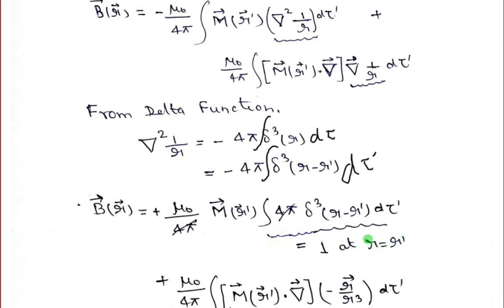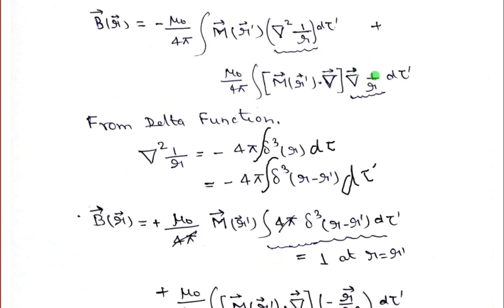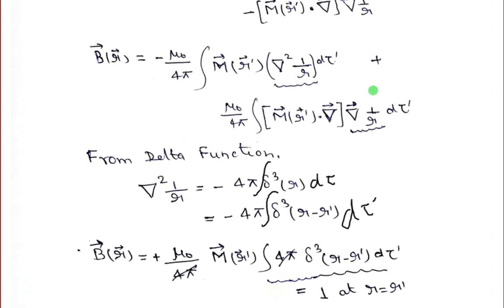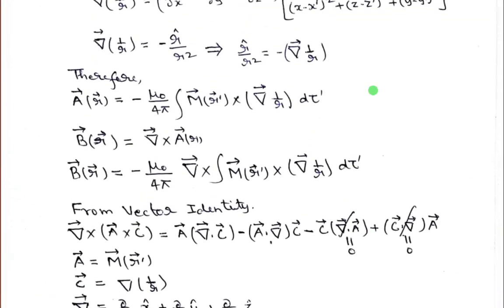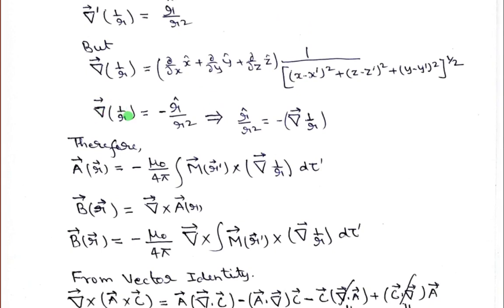So when I keep r equal to r prime, that becomes 1, and this will give the 4 pi. So this 4 pi and 4 pi cancel out. And if you see here, we have the gradient of 1 upon r. If you go to the previous page, I have calculated the gradient of 1 upon r. What we obtained is that the gradient of 1 upon r can be written as minus r unit vector upon r square.